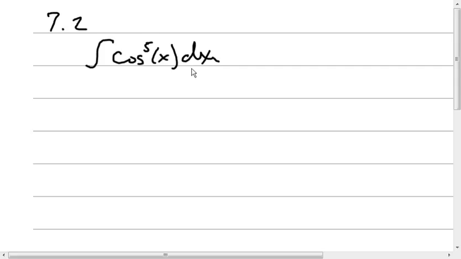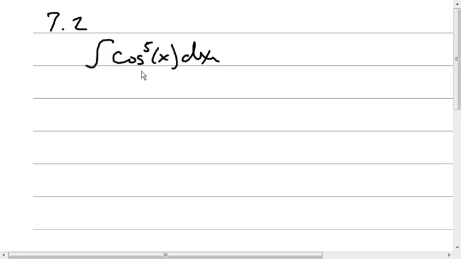Continuing in section 7.2, going to work example 2. Example 2 is we need to integrate cosine to the fifth of x dx. And notice here that we don't have sine times cosine. And so it may be a little confusing.